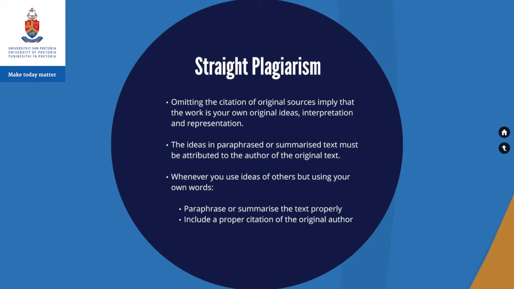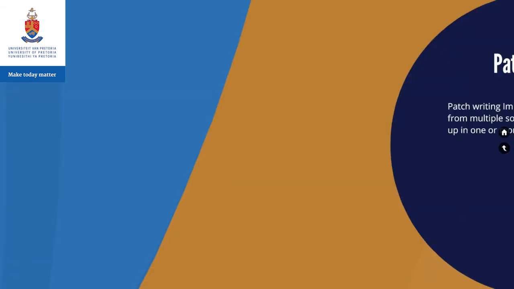Therefore, to avoid this type of plagiarism, ensure that the paraphrased or summarized text is still attributed to the author of the original text, by properly referencing the sources.